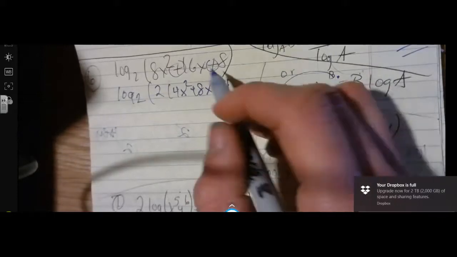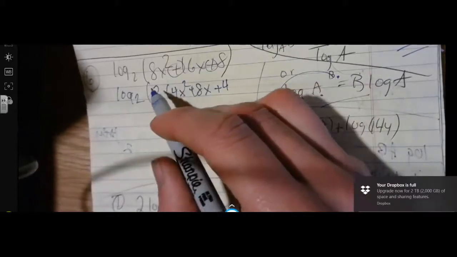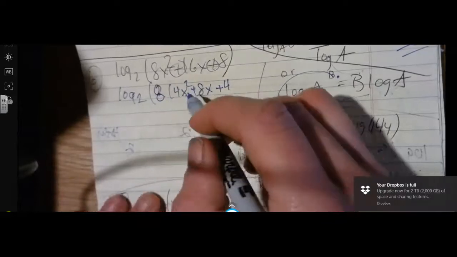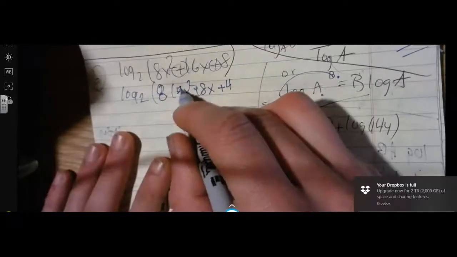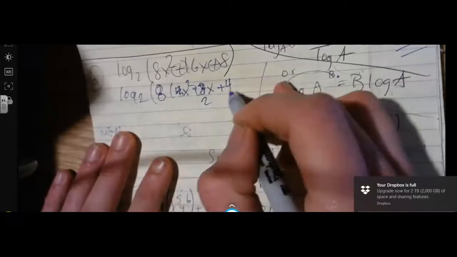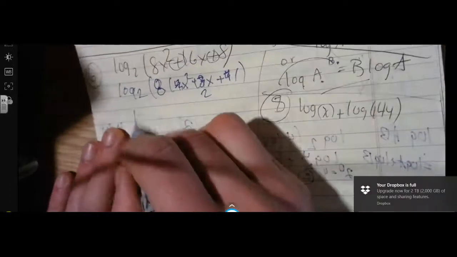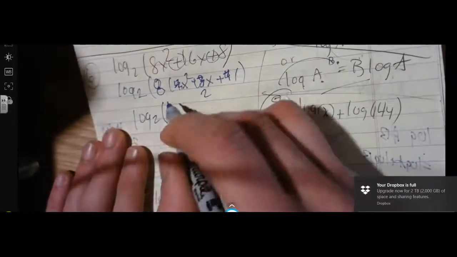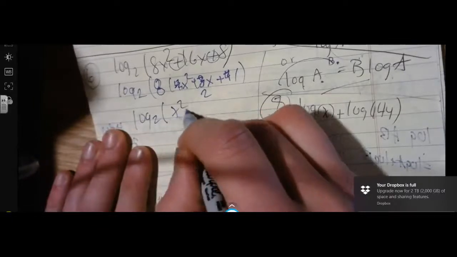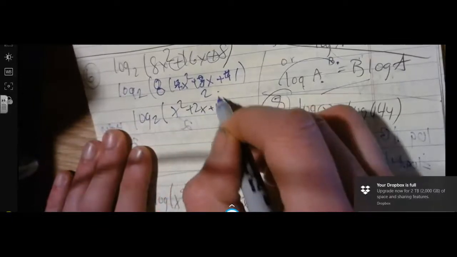Oh, we can take an 8. What am I thinking about? We can take an 8 out. My bad. Not 2, 8. So it's going to be 8 times x squared plus 2x plus 1. So write that down. So it's going to be log base 2 of 8 times x squared plus 2x plus 1.